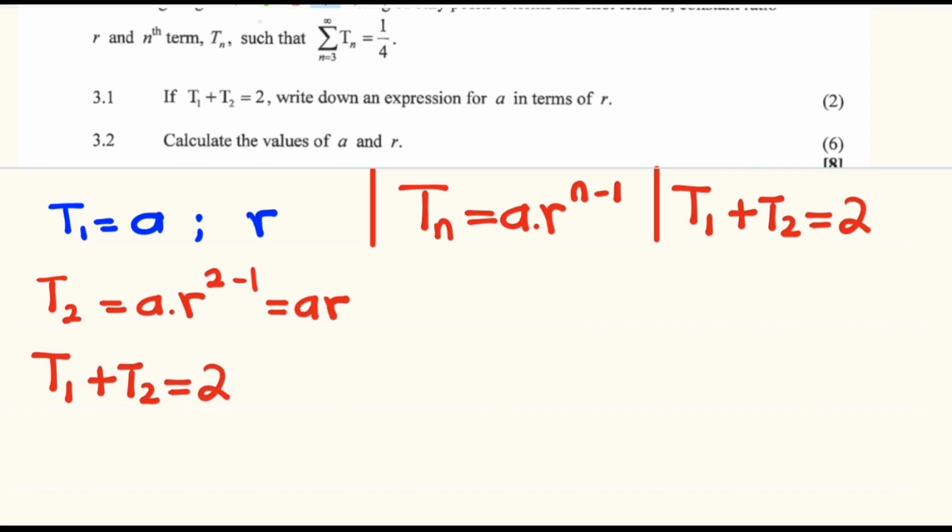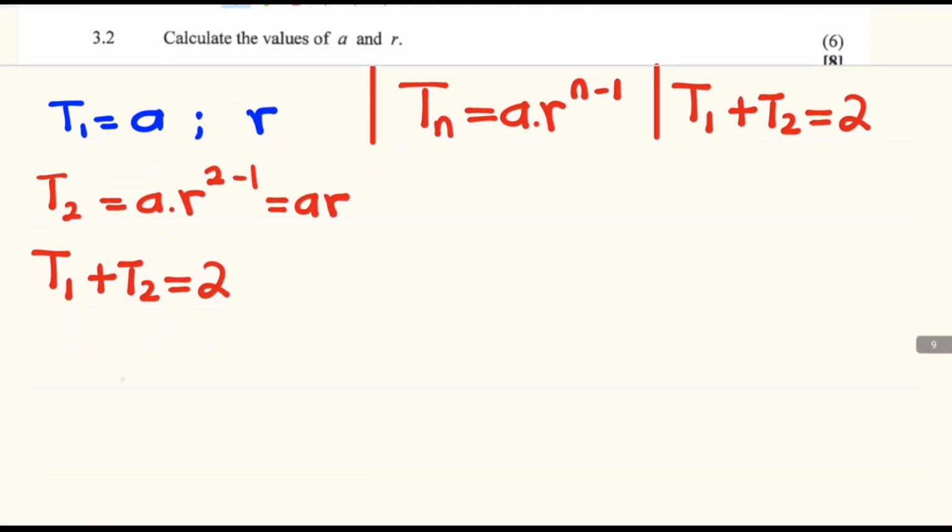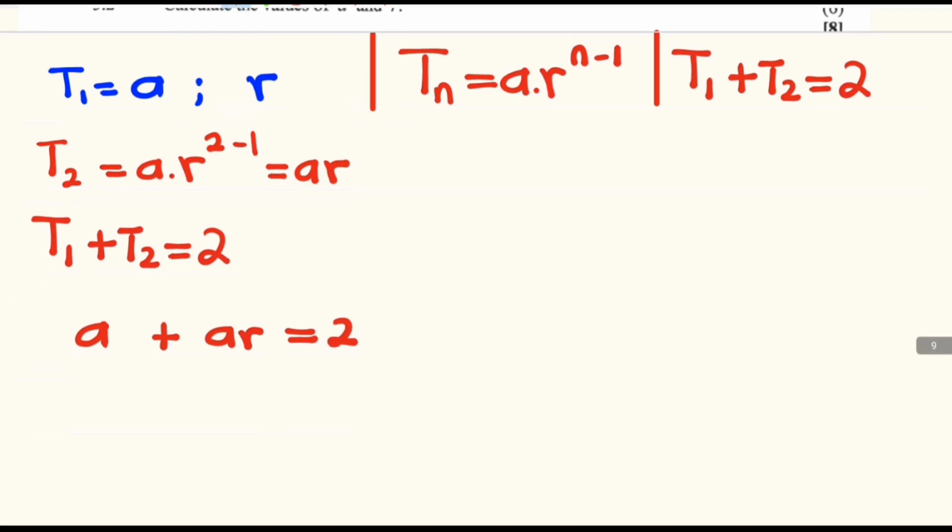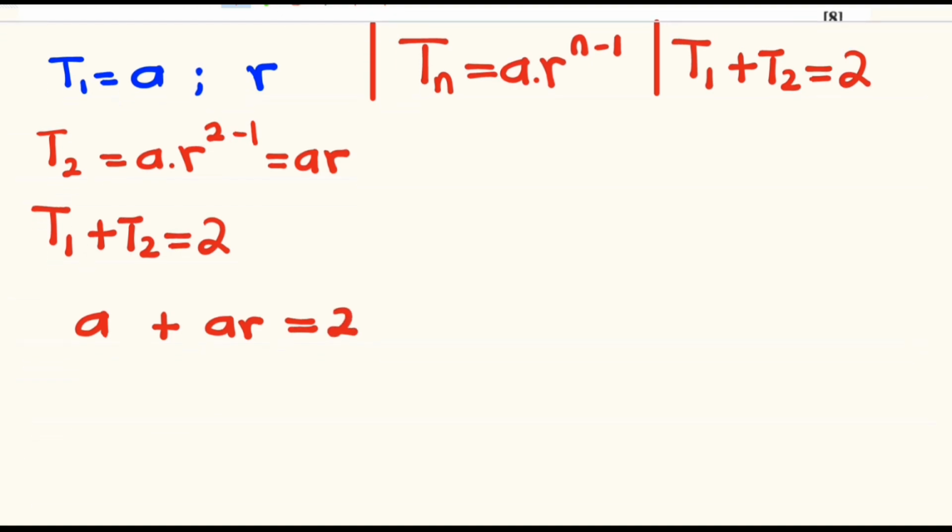We substitute into this formula. So term 1 is A, term 2 is A multiplied by R, and this is equal to 2. We have A on both sides of the plus sign, so we take the A as our common factor. We have A into 1 plus R, and this is equal to 2.